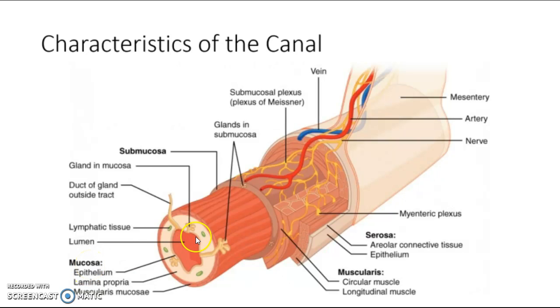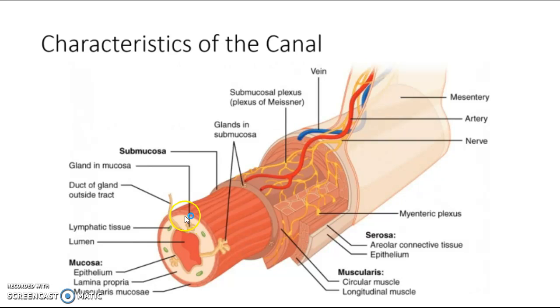The mucosa is the innermost layer. Food comes into direct contact with the mucosa. Therefore, it makes sense that the mucosa's job is to absorb things. So things will be absorbed through the mucosa where they will get into the bloodstream. Then they can travel through the body.